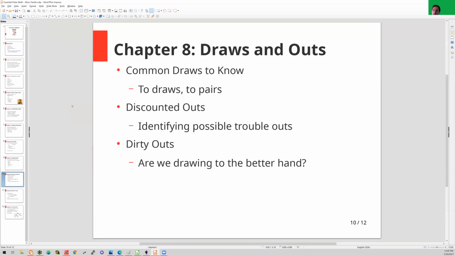And then like we're saying, the worst thing is almost discounted outs, but dirty outs, where you say you hit your card to bring in a straight and the other person gets the higher end of the straight. So all kinds of things that we have to be very aware of.